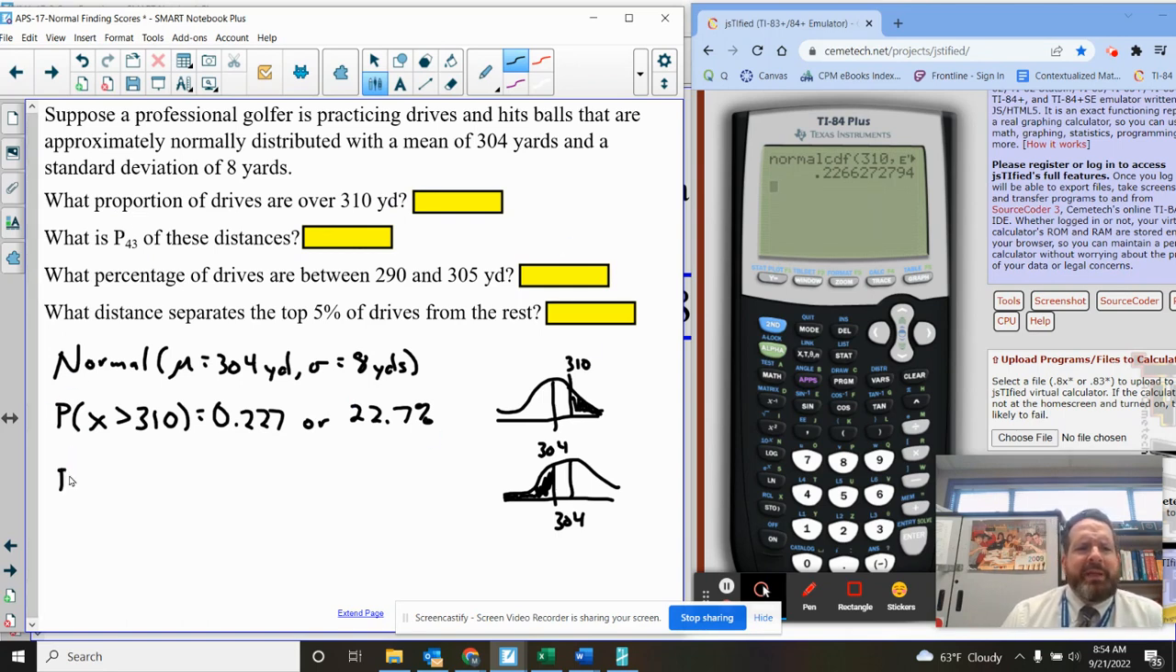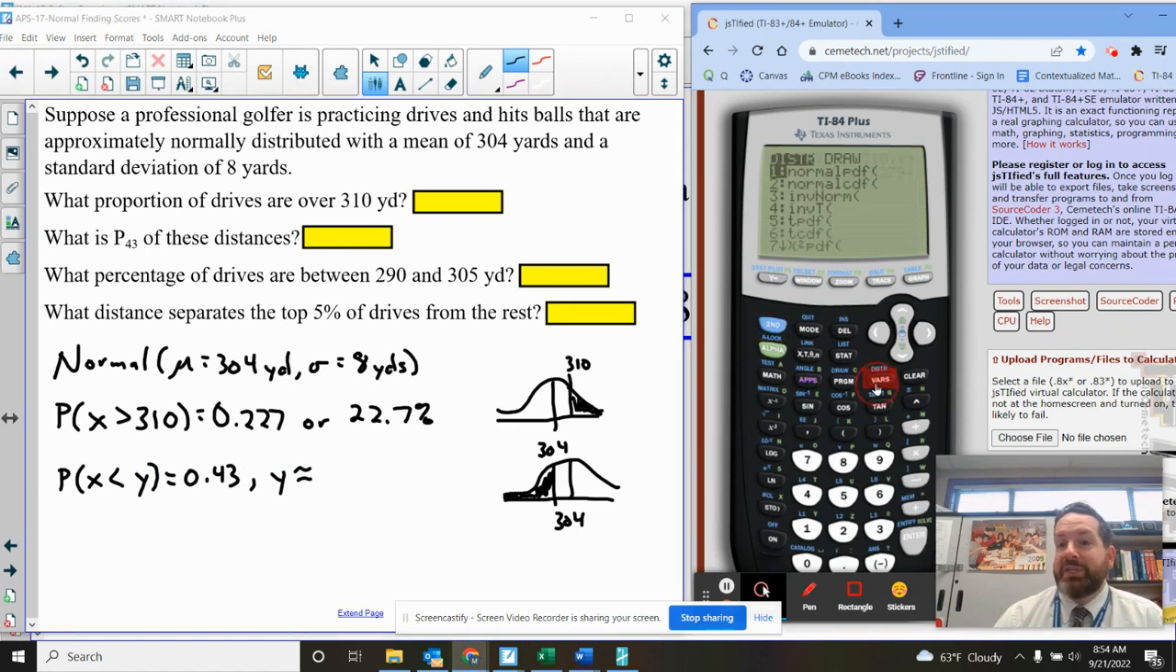And I like to write it this way. The likelihood that X is less than a particular number, and we don't know that number yet, so I'm giving it a different variable name, Y, is 43%. That then means that number, that Y number that we don't know, is about, well, let's go to the inverse normal. For your inverse normal, that's second VARS again, it's number 3. You always put in the amount of area to the left of your cut line. So in this case, that's 43%. It is entered as a decimal. Then the mean and the standard deviation.